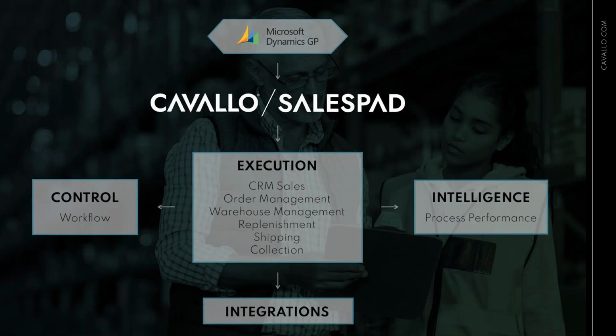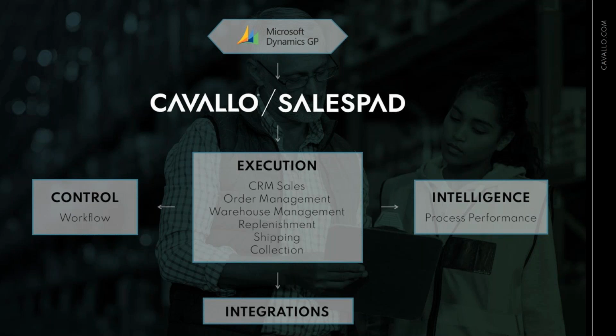Here's kind of a flow chart, right? So we've got Dynamics GP. It's a great product, does a lot of features and functions, does many things that it needs to do, but it's not good at everything. That's why there's thousands of ISVs in the market for Dynamics GP. SalesPad is one of those ISV products that Cavallo produces. And from there, we've kind of already touched on that execution, control, and intelligence layers.